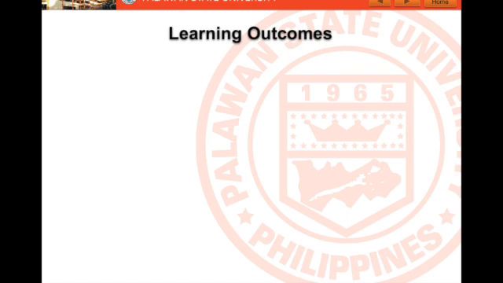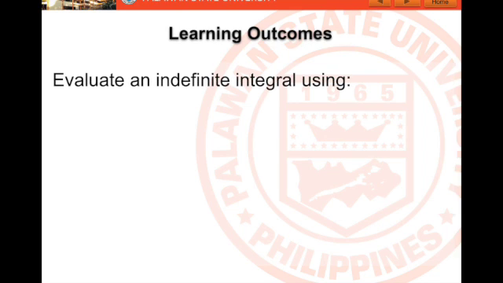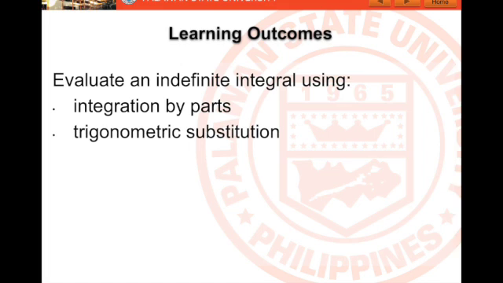So these are our intended learning outcomes. At the end of this lecture, you should be able to evaluate an indefinite integral using the following techniques. The first is integration by parts. Second is trigonometric substitution. The third is integration by partial fractions. For this lecture, we will be learning to evaluate an indefinite integral using integration by parts.